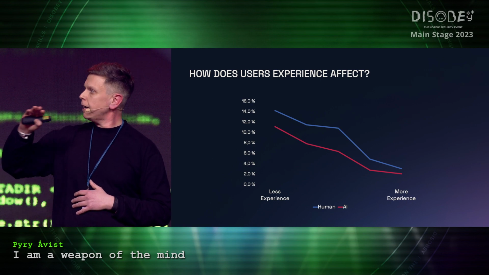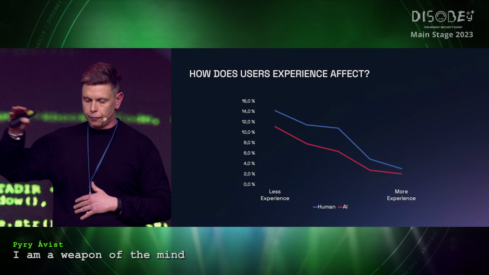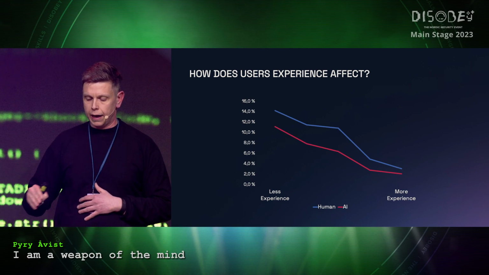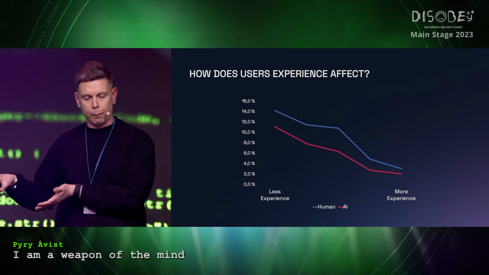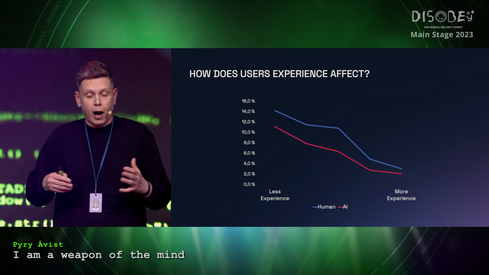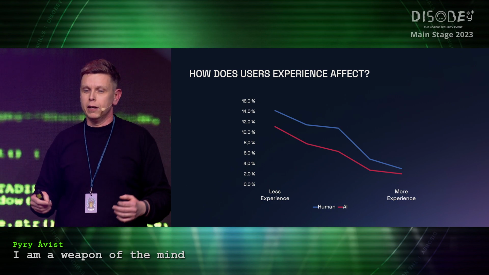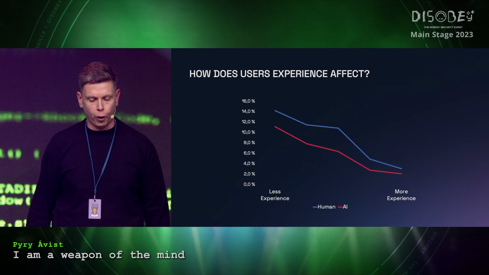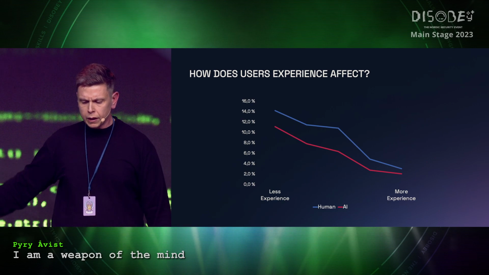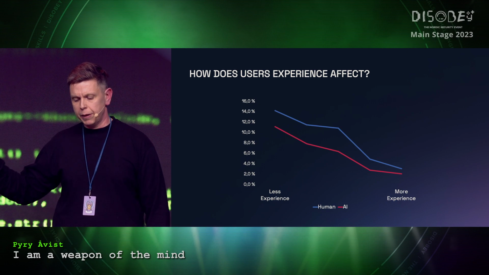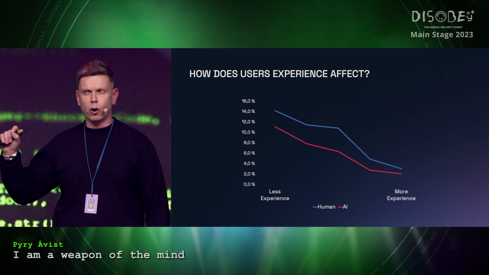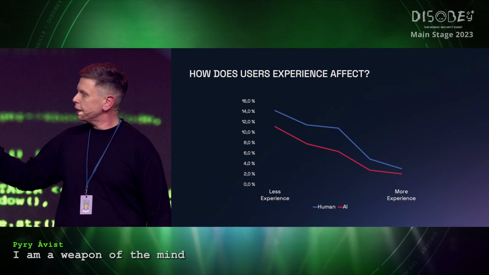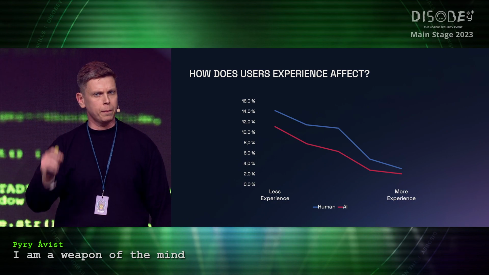If you look at how the failure rate goes down the more experienced the user is, it's pretty similar for both of these. We start at a very high number, like 15%. If you have really inexperienced users, 15% of them convert. And it goes down. The interesting bit is that when you go to the more experienced users, the AI and the human start to converge together.